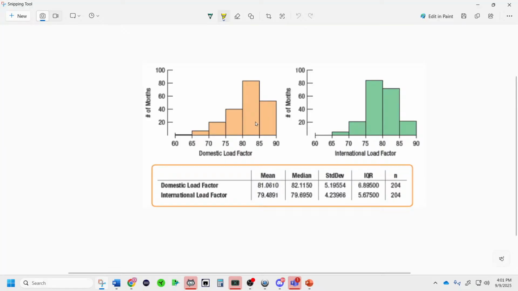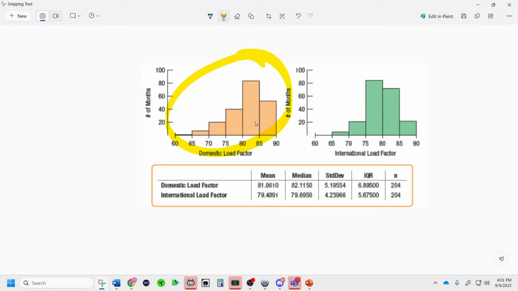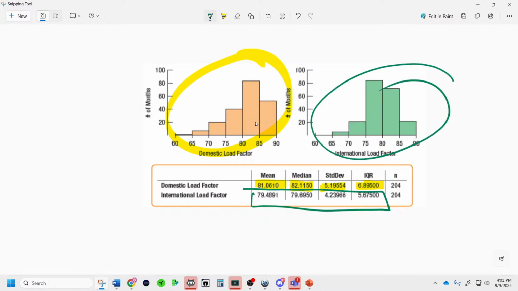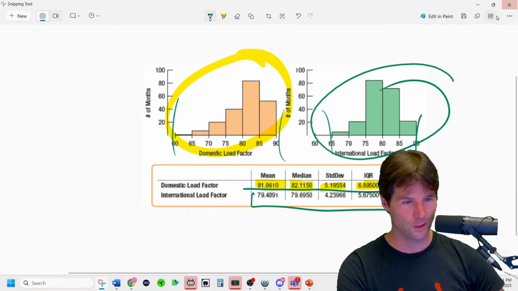So taking a look at domestic, which is right here, it has the higher median, and it also has the higher IQR and standard deviation. Every metric of central tendency is higher compared to this one right here, which has less spread. And these are the same scales, which is another thing we need to do. We always need to use the same scales when looking at data.